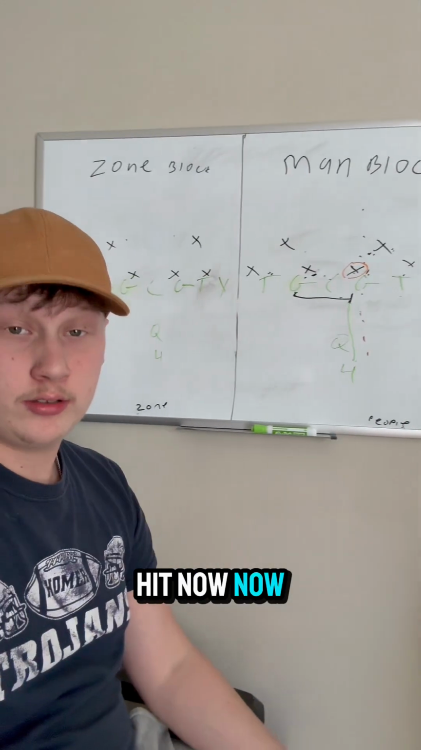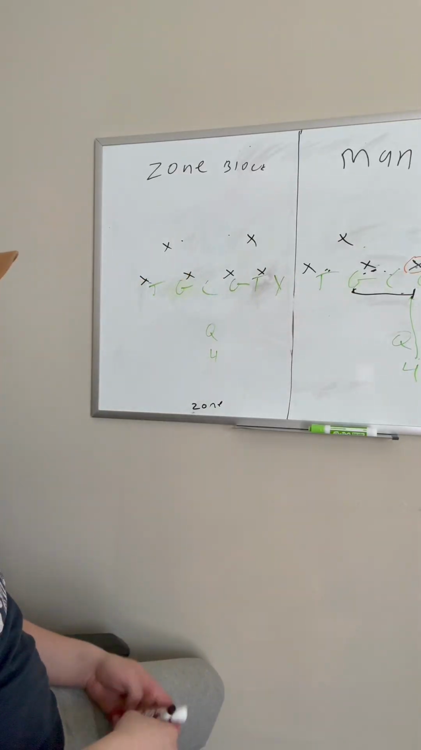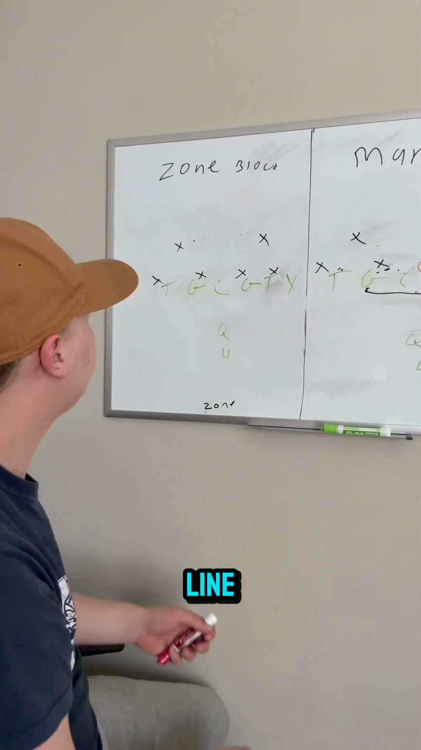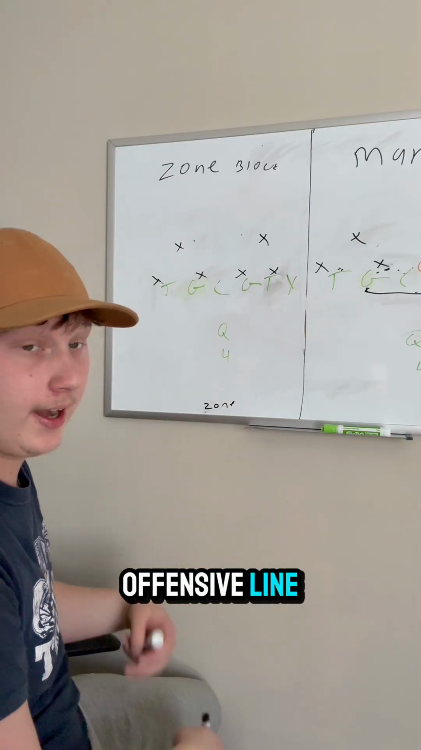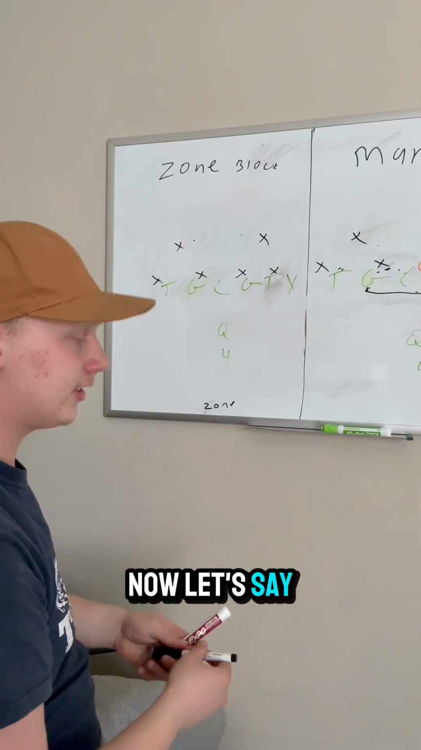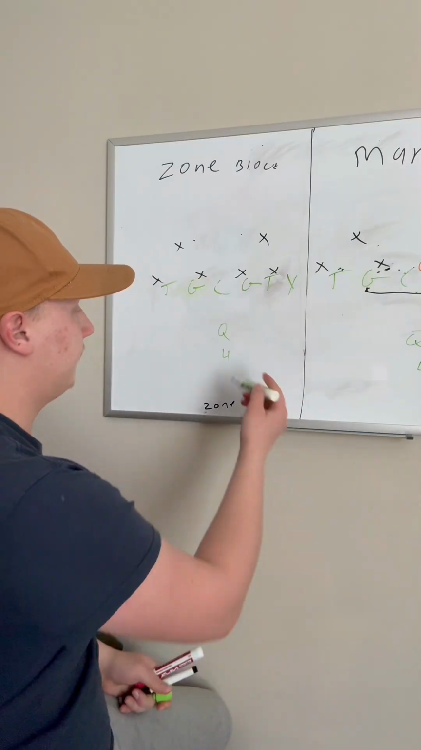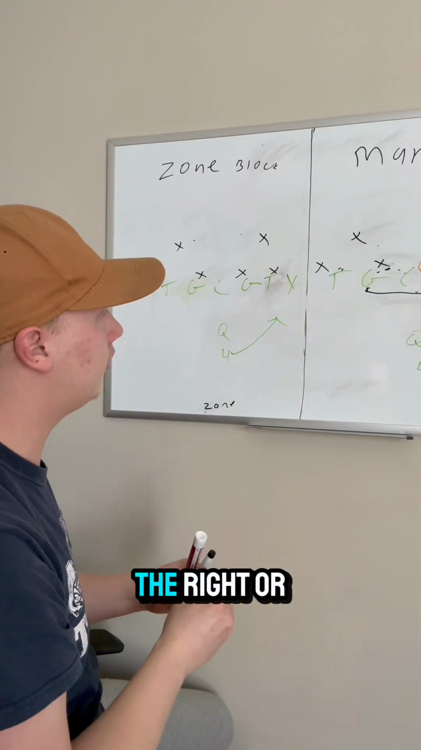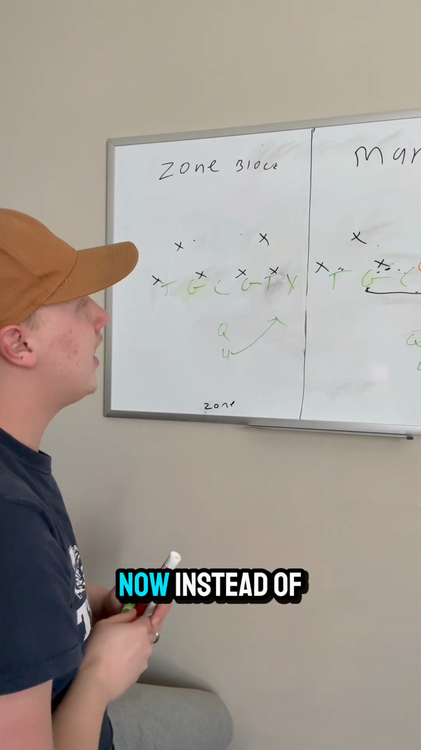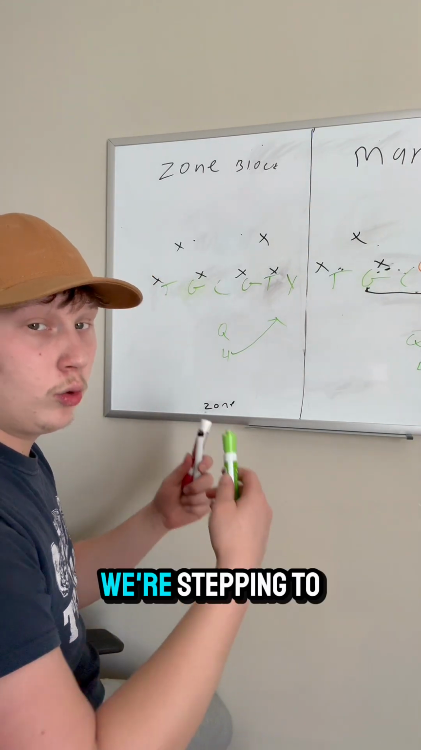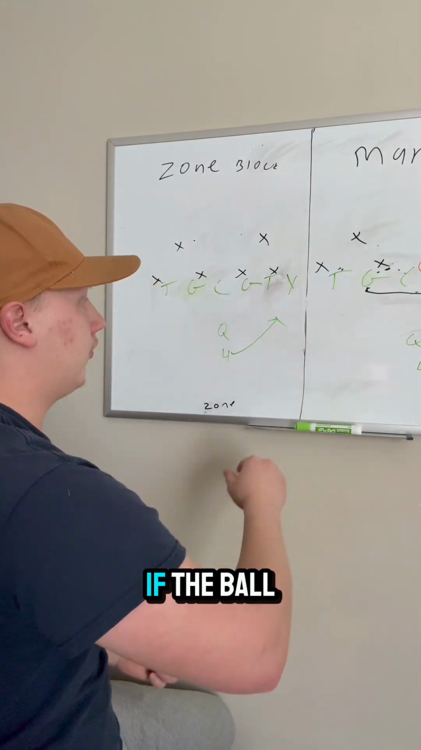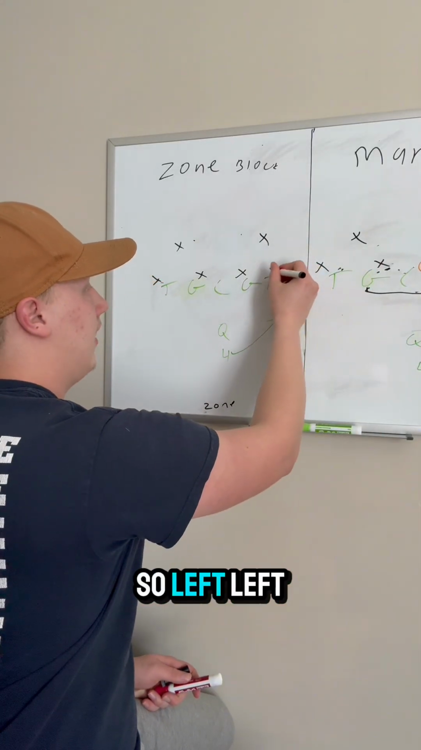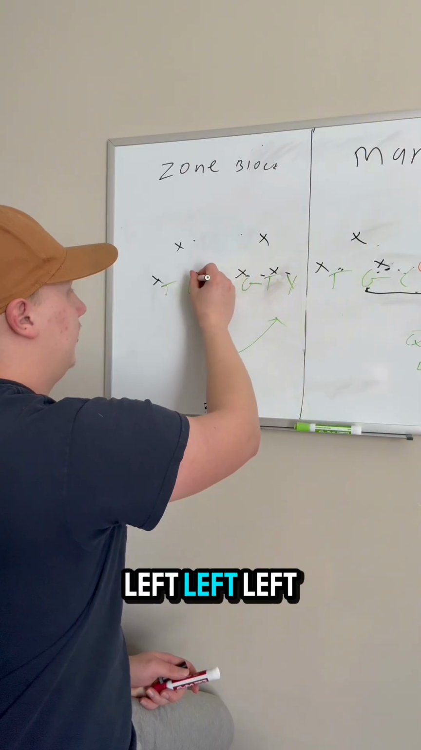Now we'll take a look at zone. What makes this different? So we have the same D-line, and then we have the same offensive line, the same look. Now let's say it's the same thing. Let's go sweep. So this back is sweeping to the right or strong side. Now instead of man, we're stepping to a zone. So if the ball is going right, everybody is taking a step to the left. So left, left, left, left, left.